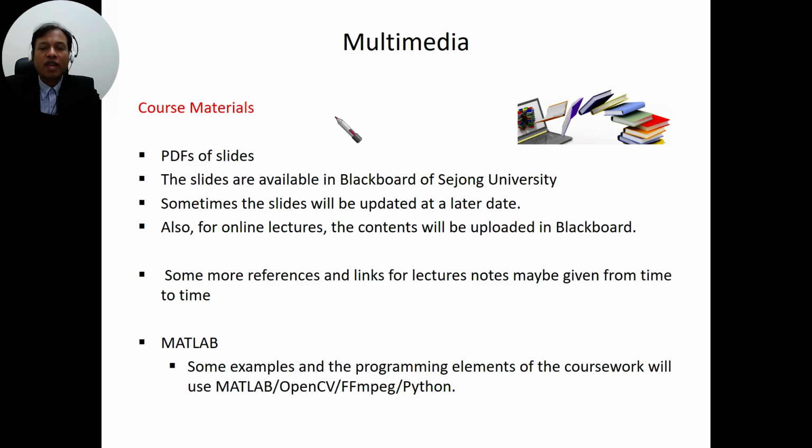As for course materials, I'll be providing PDF slides. That means I'll upload the slides, and they will be available on Blackboard at Sejong University. You all have your ID and password. You just log in, go to the course menu, and you will find it. For online lectures, the contents will be uploaded on Blackboard, that means the video contents. From time to time, some more references and maybe some lecture notes will be given.